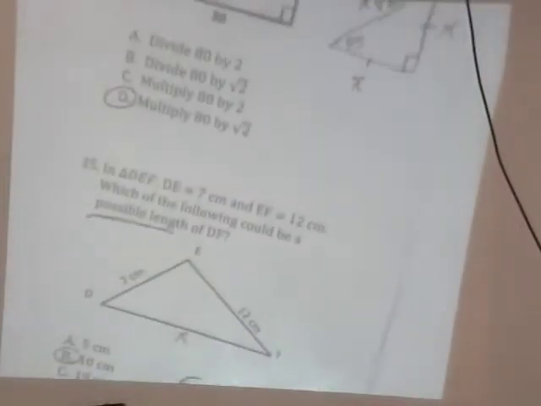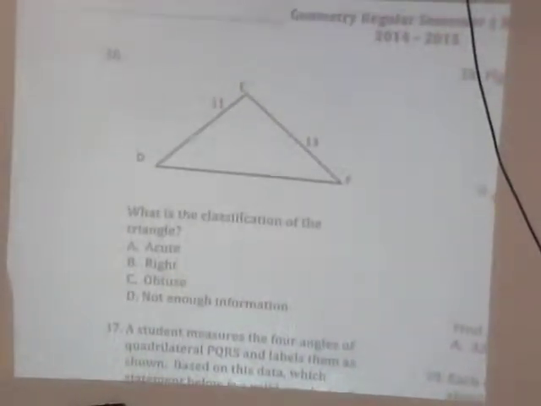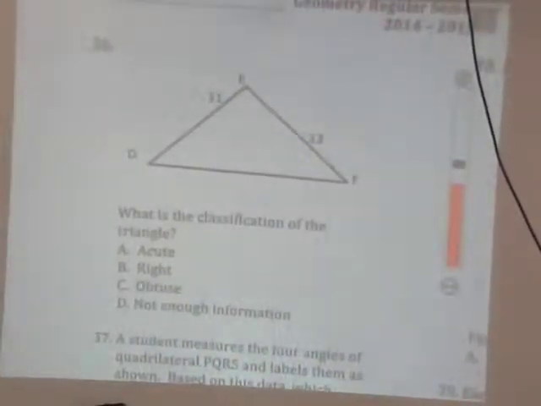Okay. 36. What is the classification of the triangle? They give us one side is 11, the other side is 13. They don't tell us what PF is. They don't tell us what any of the angles are. We don't have enough information to classify it.